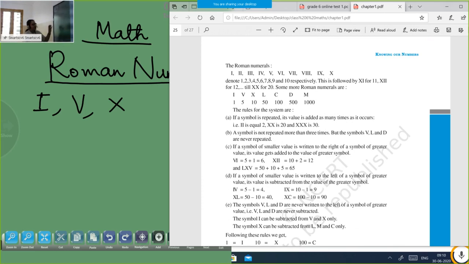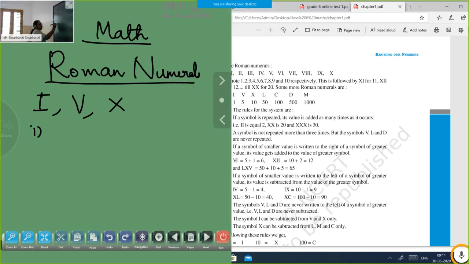What is the meaning of I, V and X? I means what, children? This is up to 10 that teacher wrote. I means our Hindu-Arabic number 1. V means 5. X means 10. These letters were used to represent up to 10. Then how to represent 2? For 2 they will put I 2 times.